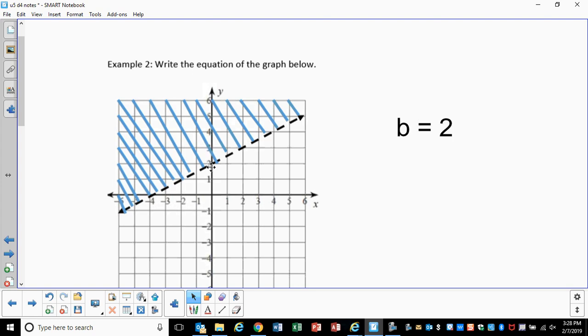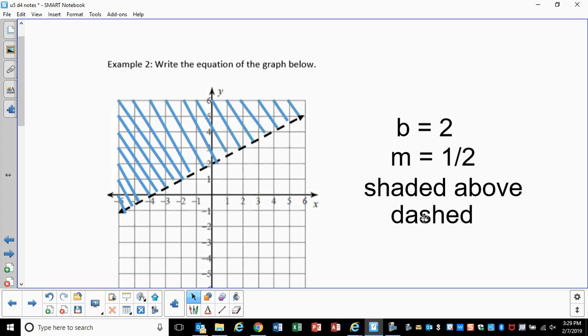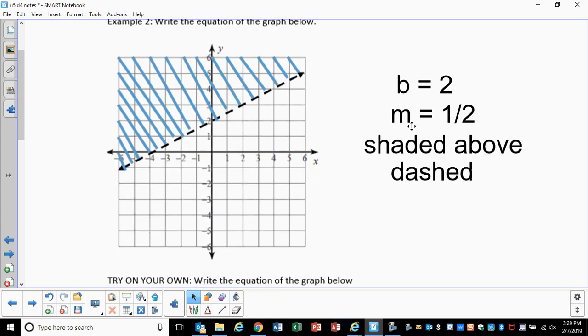And my slope, I'd actually go up 1 and over 2 to get to the next point. So my slope is 1 over 2. This graph is shaded above, which is kind of important. And I also have a dashed line. Okay? So the shaded above means it's either greater than or equal to. The dashed line means it's not equal to. So the only inequality sign that I can use is greater than.